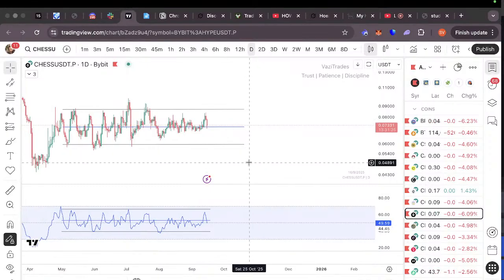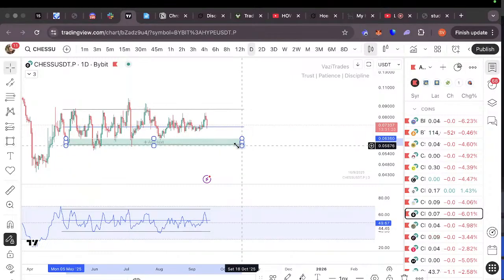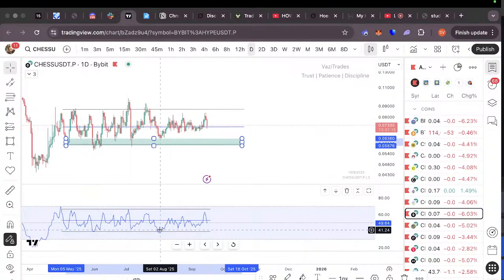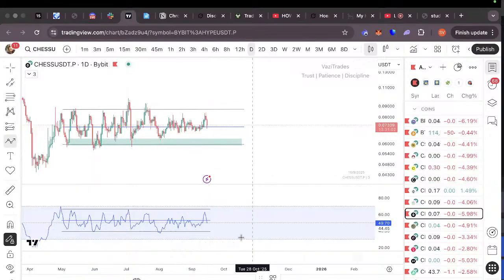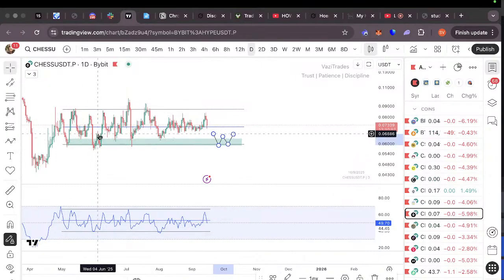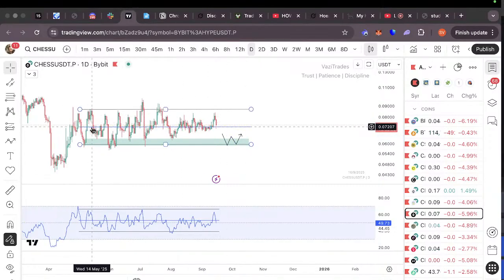So I would suggest you, once the price comes to the low of this channel, look also at the RSI. RSI is bouncing like it did here in May, like it did in August. This can be your indicator or signal to buy. Okay, so I would look on CHESS coin to buy at this area. Right now it's in the middle. For me, it's not interesting at all.